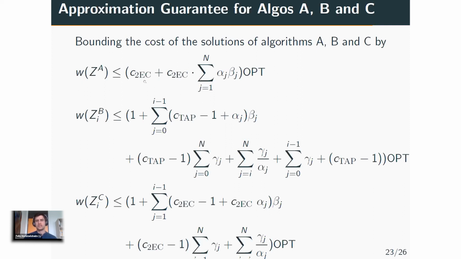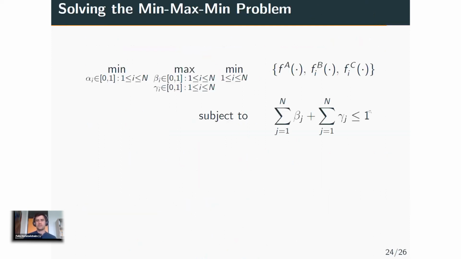So here you can see that our whole result is a black box result. If one obtains a better approximation algorithm for the two-edge connected spanning subgraph problem, then we can bound the cost of, for example, algorithm A in a better way. And then finally, we have to solve this min-max-min problem.